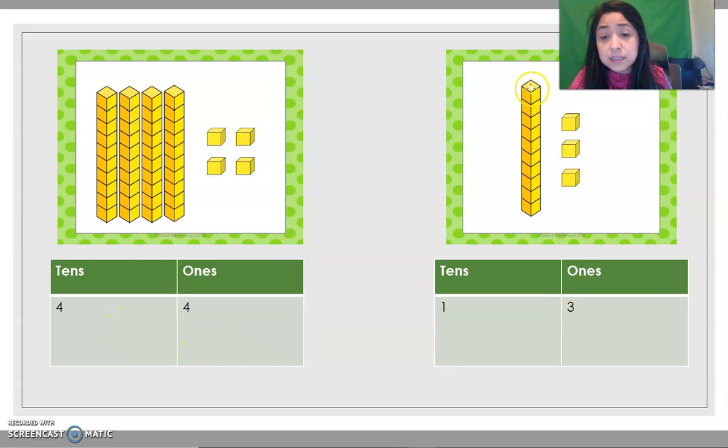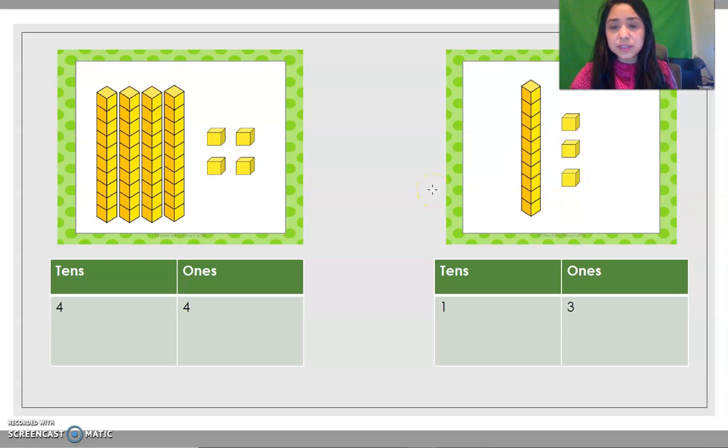When I look over at this number, I see a long pole, and then I see 3 little ones. So this is a 10, 11, 12, 13. We made the number 13. There is 1 ten, 1 long pole, and 3 ones.